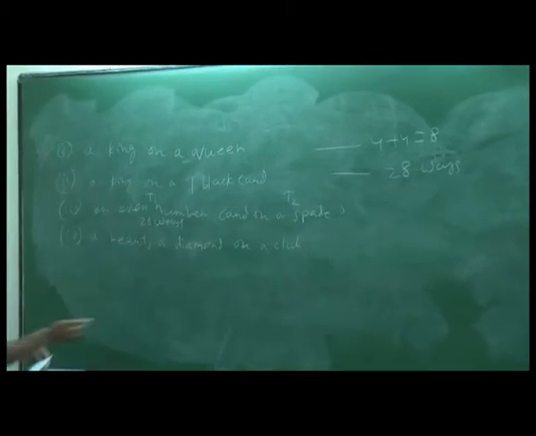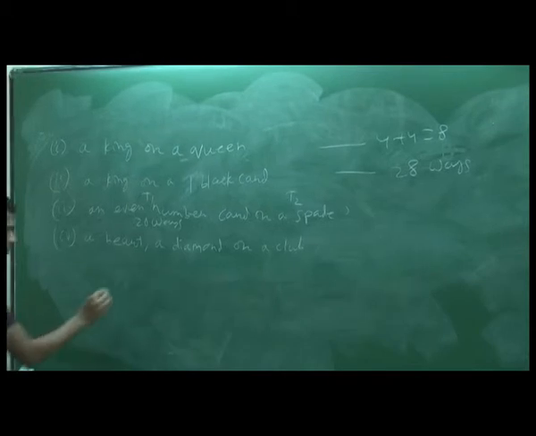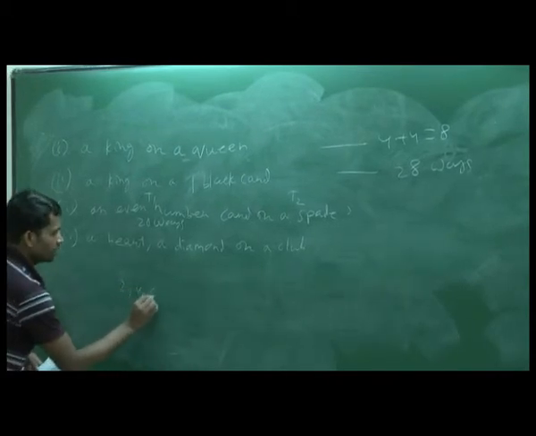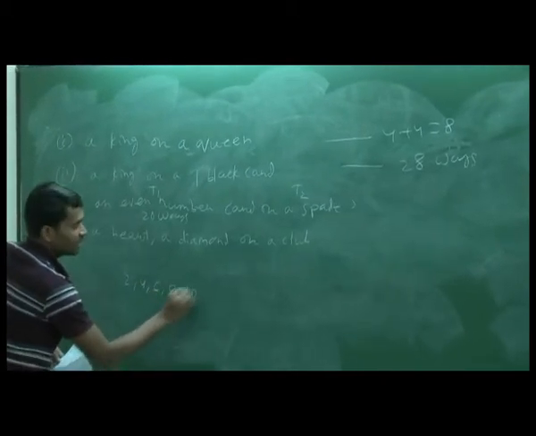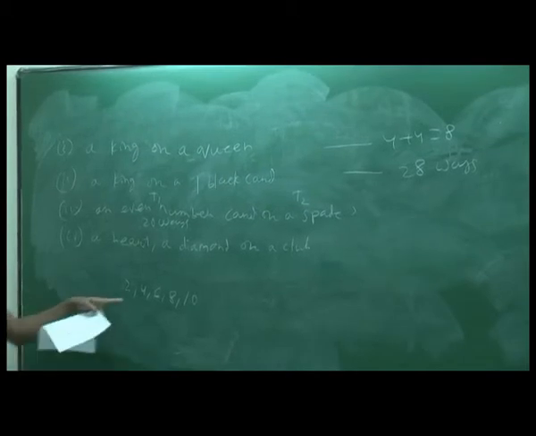There are 4 suites, right? So each has 2, 4, 6, 8, 10, right? So there are 4 suites. So how many will be there in total? 20 and 20.